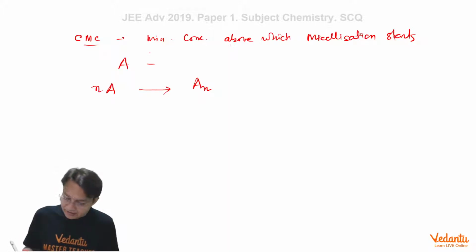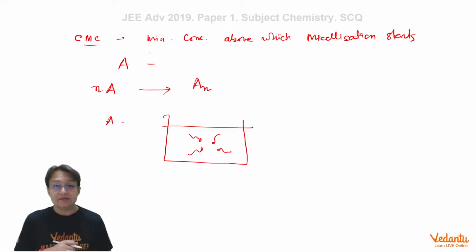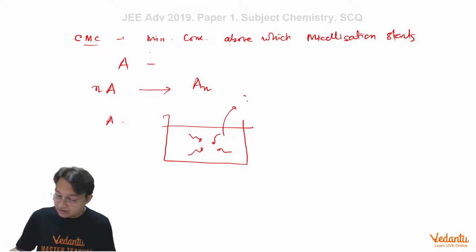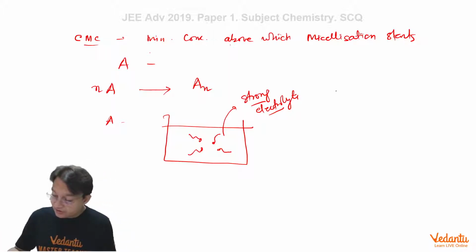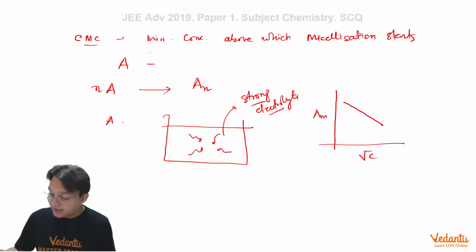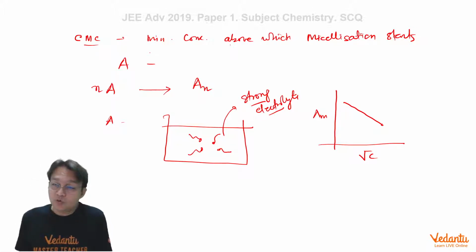If you're adding A into the water, most of the A are undissociated ions, and here they behave like a strong electrolyte. How does the molar conductance of a strong electrolyte change with concentration? We know this graph. It's a very famous graph which you studied in electrochemistry. Molar conductance versus under root of C for strong electrolytes is a straight line. So we expect this behavior from sodium stearate in the limit of low concentrations.